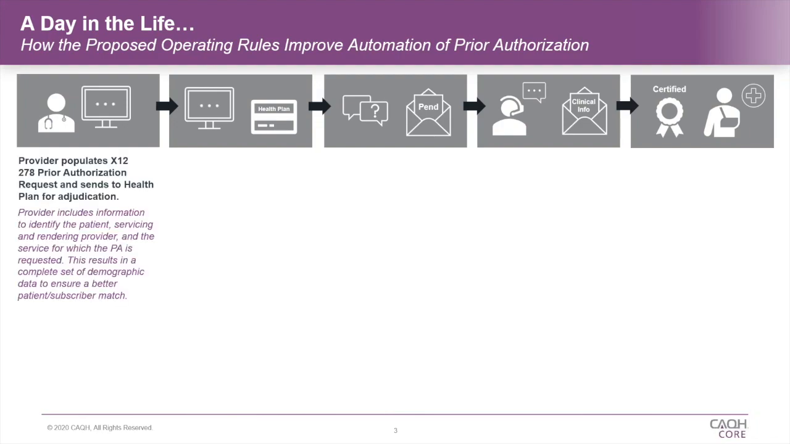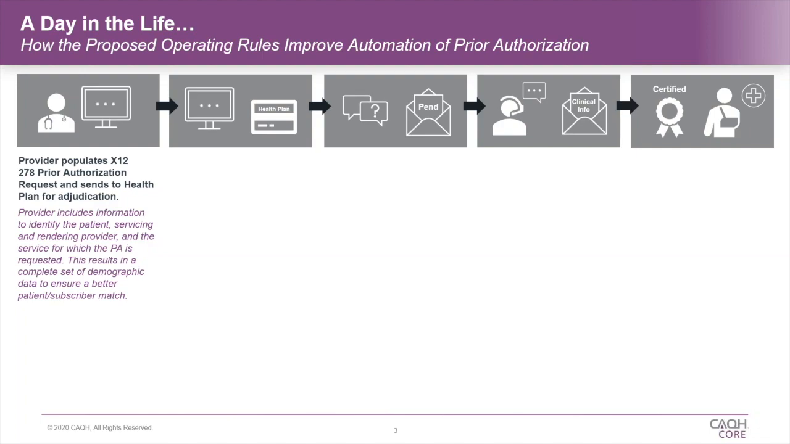So on slide 3, I want to highlight the big picture impact of the 3 proposed operating rules before we get into the detailed rule requirements. This slide depicts a typical pended prior authorization experience. The black text on the slide indicates what will typically occur via the 278 transaction, and the purple text highlights the impact of the proposed operating rule set.